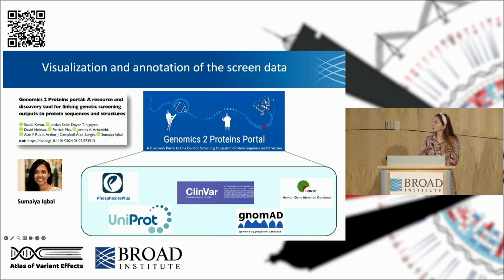And once your results are ready and you have z-scores assigned to particular amino acid positions in your screen, a great visualization tool, also developed here in the Broad by Sumaya, is called G2P Portal, and it allows you to transfer the z-score values from your screen of interest to the various features of your protein sequence. And this resource is great for visualization of the 3D structure of the proteins of interest.